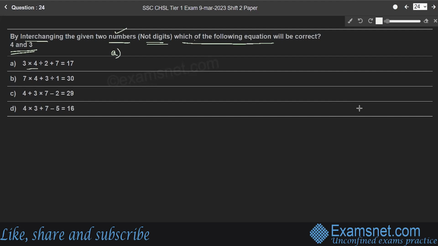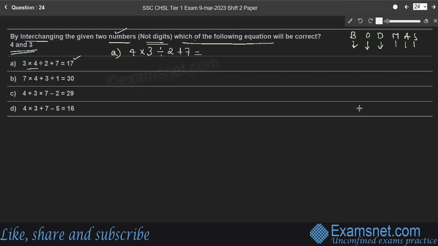So here 3 into 4 becomes 4 into 3 divided by 2 plus 7. Whether it is equal to 17 or not, we have to check. Here, students, we are following the BODMAS rule in each case, right? Here there is no bracket to remove, so there is no of part. We'll start with division, followed by multiplication, addition and subtraction, right?